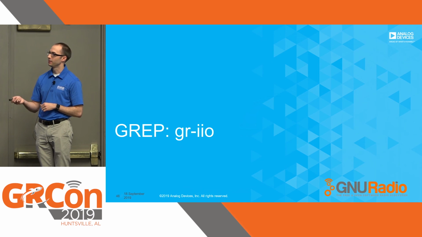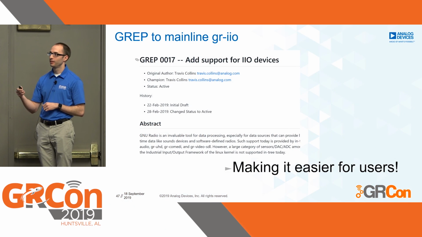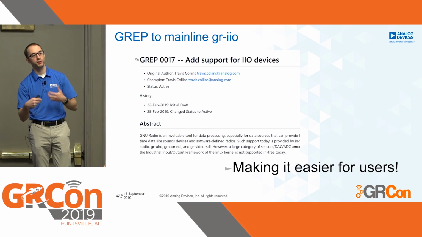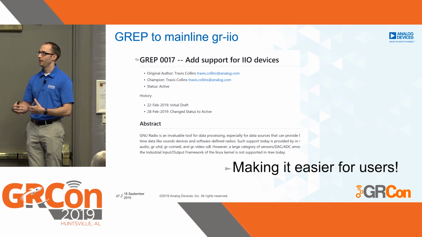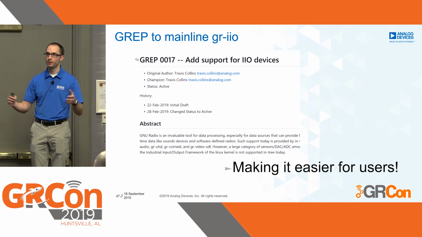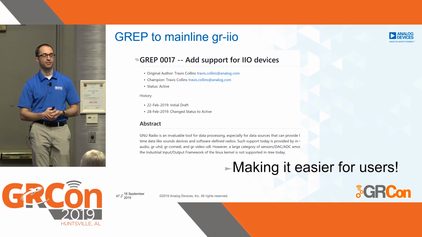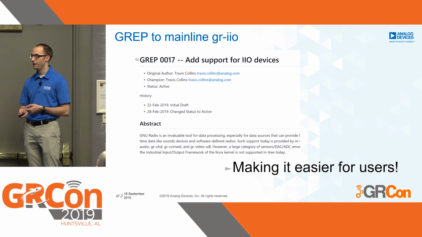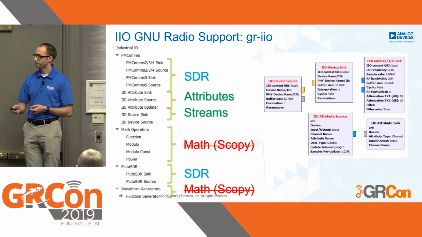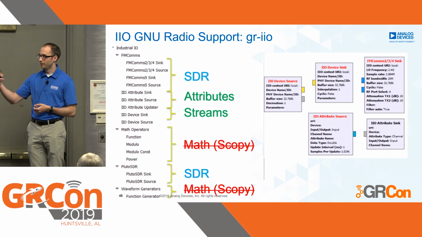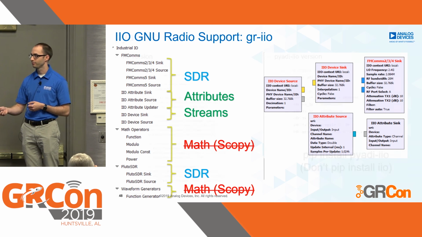And just a final note. We do have a GREP open to merge into mainline gr-iio, and we're doing this because we want to make it easier for everyone, so you don't have to go to our out-of-tree module, and we're always being pushed to maintain all of our blocks to keep up with GNU Radio development. The GREP actually proposes to remove just the Scopy blocks that are in there, and you can conditionally install the device-specific blocks, or just pull in the standard streaming ones.